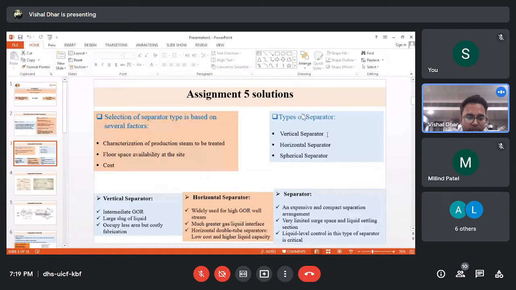A vertical separator is used for liquids having an intermediate gas-oil ratio and large slugs of liquid, and it occupies less area but is costly. Second is the horizontal separator. It is widely used for high gas-oil ratio wells where the quantity of gas is very high. It has a much greater gas-liquid interface, and horizontal double tube separators are also present. They are low cost and have high liquid capacity. Then there is the spherical separator.